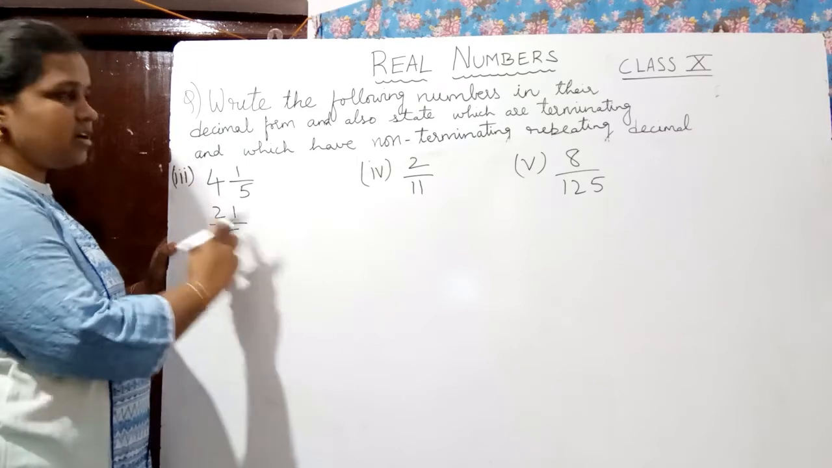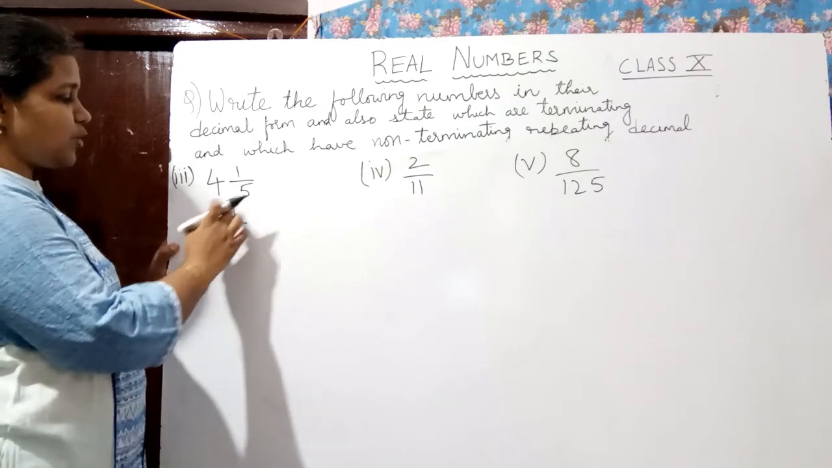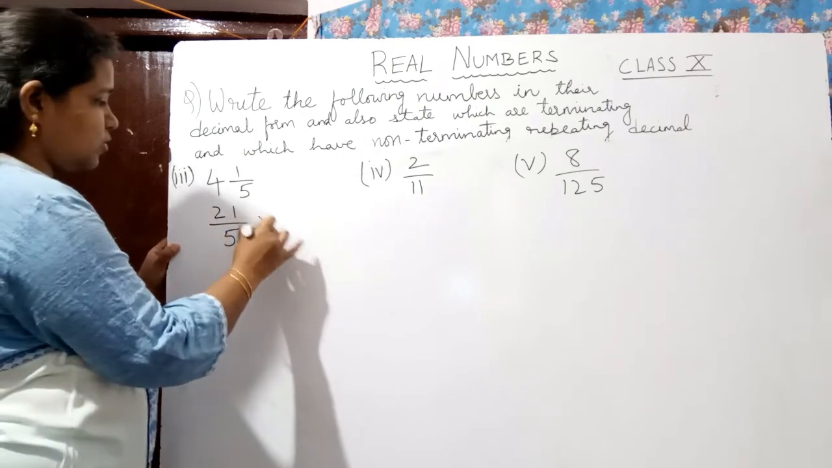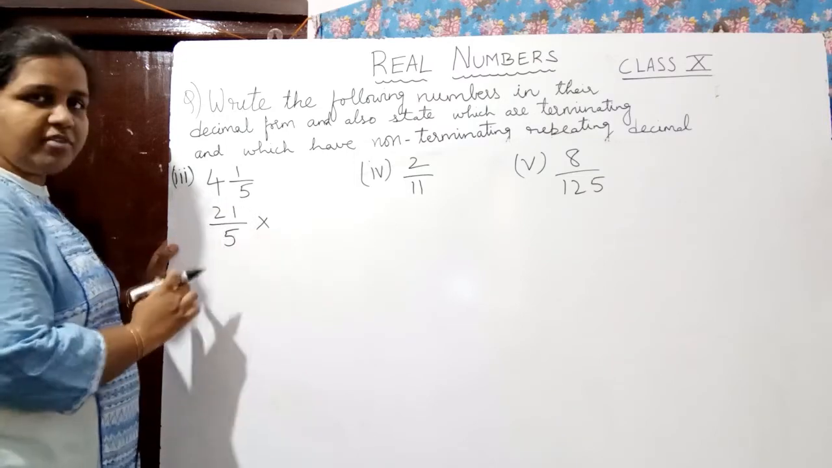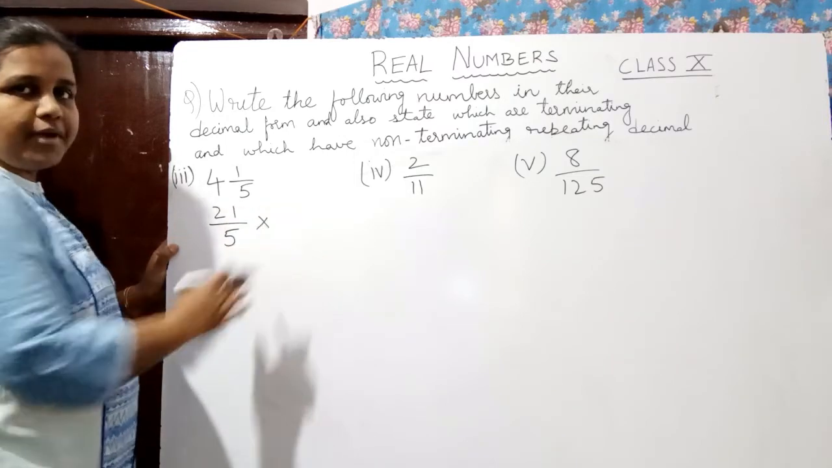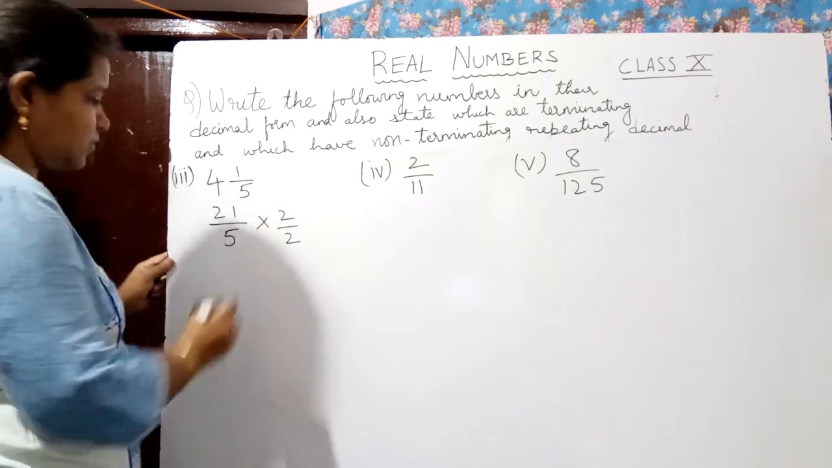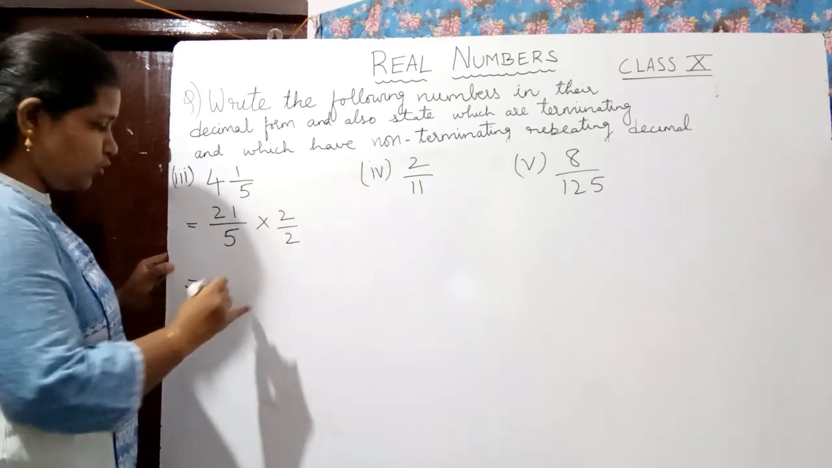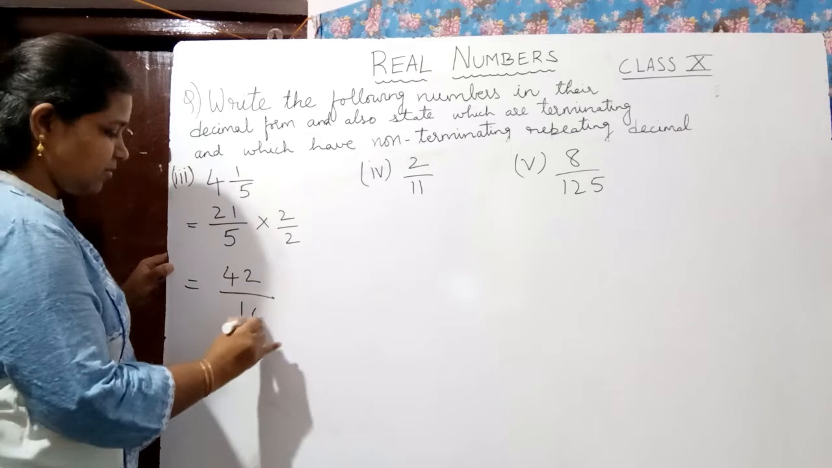The denominator, if I multiply by 2, it becomes 10. So I will multiply 21 by 5 into 10 by 10. I will multiply 21 by 5 by 2 into 2 by 2. So what will I get here? 21 times 2 is 42, we know it, by 5 times 2 is 10.